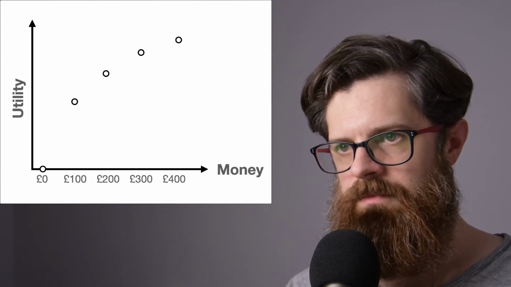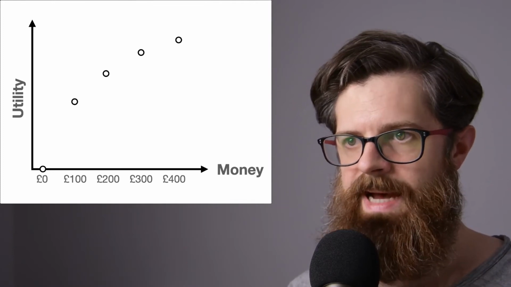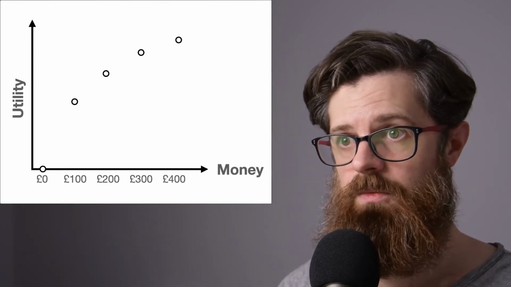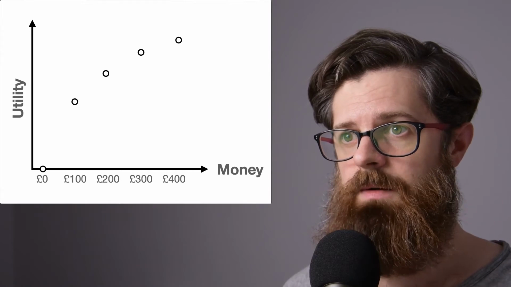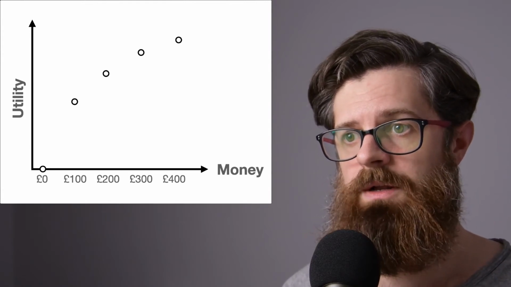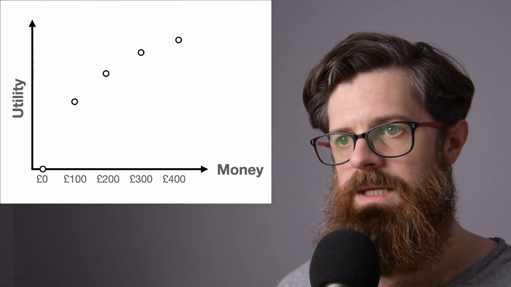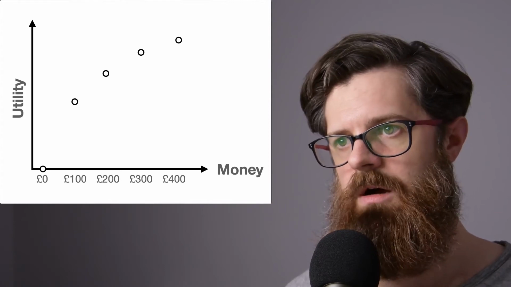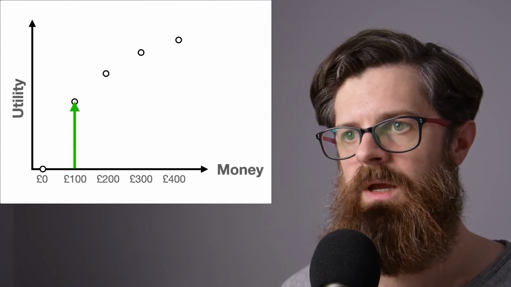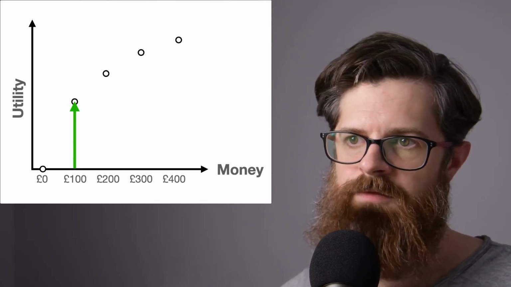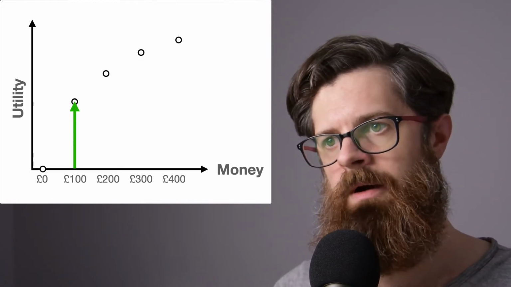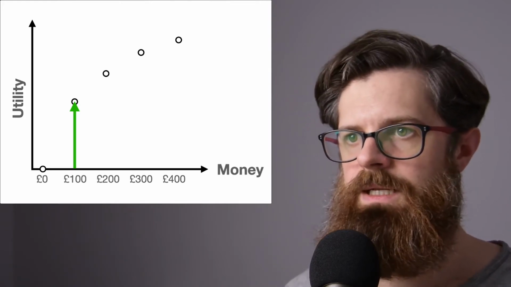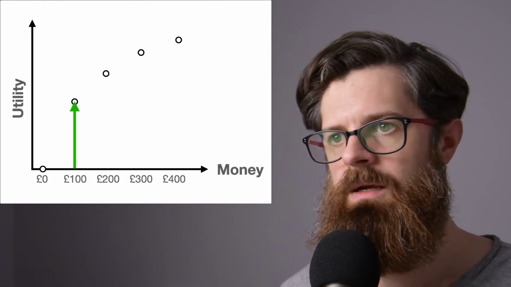Now, we have a couple of dots here tracing out a line, in a particular type of shape, which we're going to see in this video represents diminishing returns. What we can see is that if you have no money, this is bad. It offers no utility whatsoever. However, if you won or earned £100, the idea is your utility might go up, and that's represented in this big green arrow here. So this would be good.